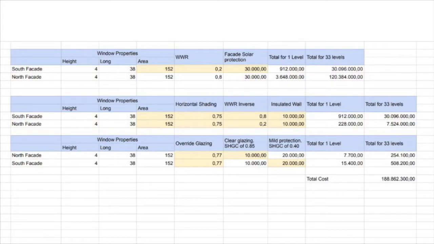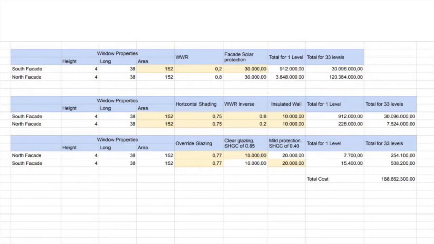For the north facade, we did the same procedure as the south facade with a change at the 0.8 window to wall ratio, and that gave us a total of 120,384,000.